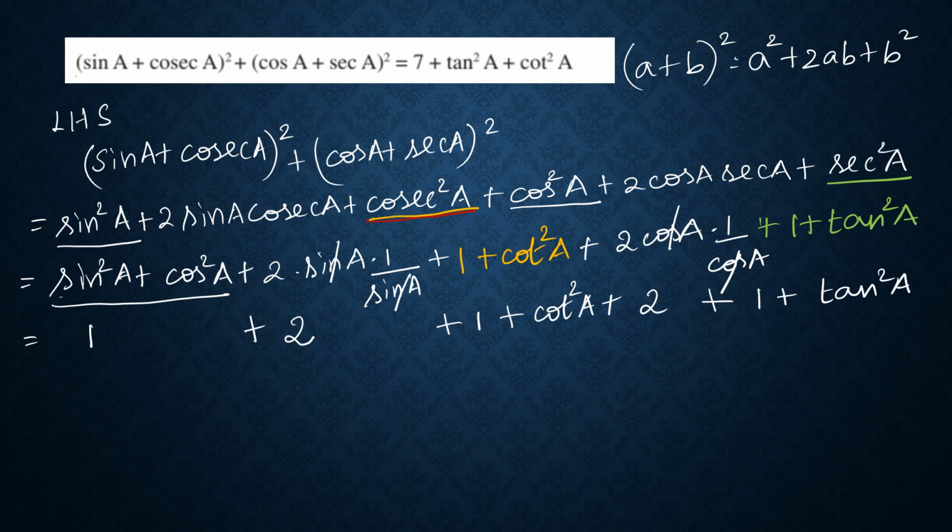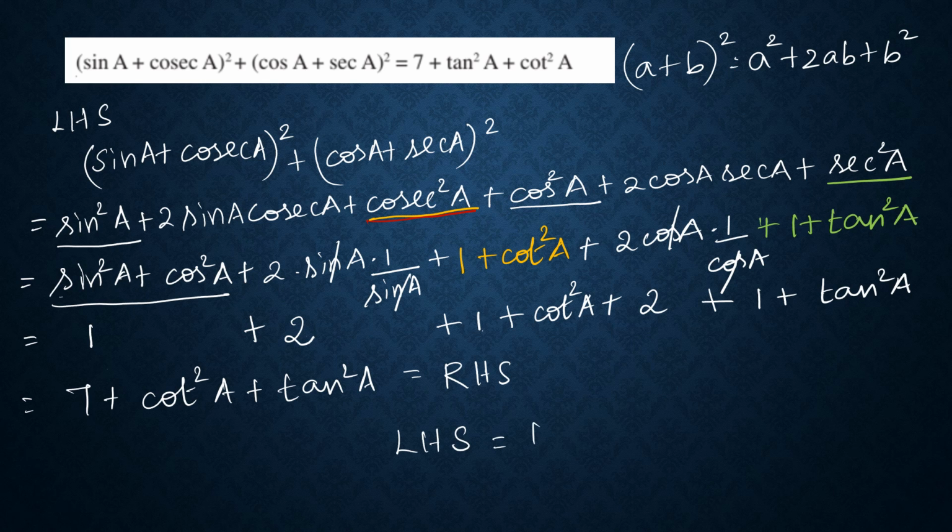Now you see, 1 plus 2, 3, 4, 6, 7. So 7 plus cot square A plus tan square A, which is your right hand side. Left hand side equal to right hand side, hence proved. Going to the next problem.